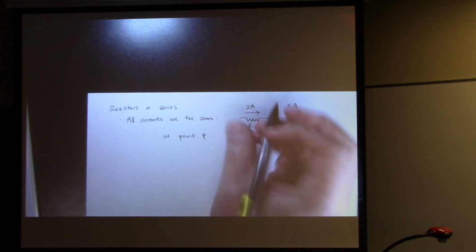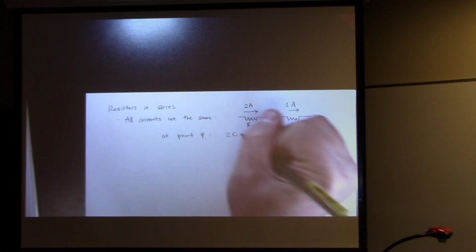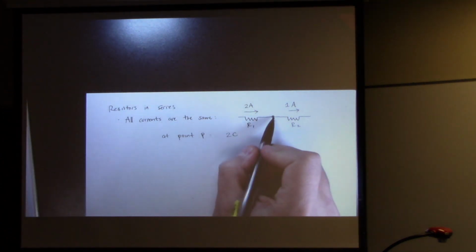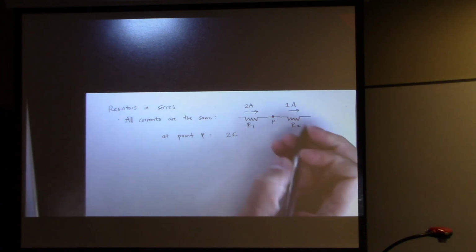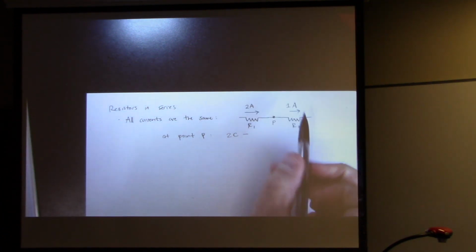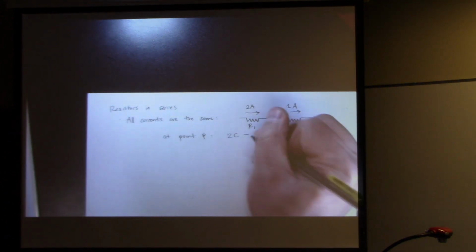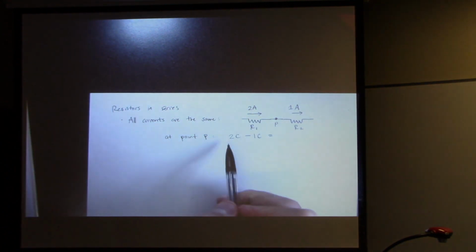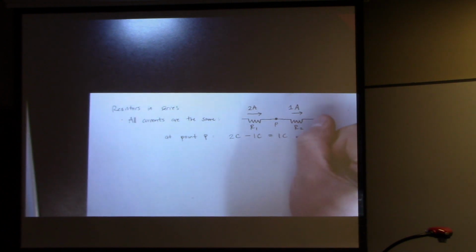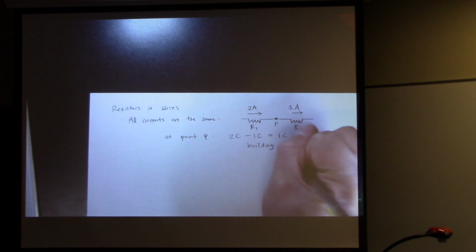At point P, every second that passes, I'm going to have 2 coulombs of charge going into point P coming from resistor number 1. But every second that passes, I'm only going to have 1 coulomb of charge going away from point P towards resistor number 2. So if I take 2 coulombs minus 1 coulomb, I get 1 coulomb every second. That's actually building up at point P.